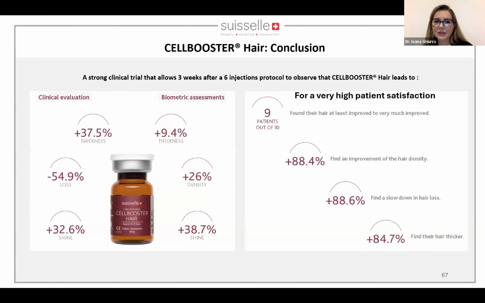So to conclude, this is a strong clinical trial that shows good results at only 3 weeks, and at the end of the treatment regimen, from our point of view as doctors, we have good results regarding the clinical evaluation and the biometric assessment, and a very good satisfaction for the patients. Next slide, please.